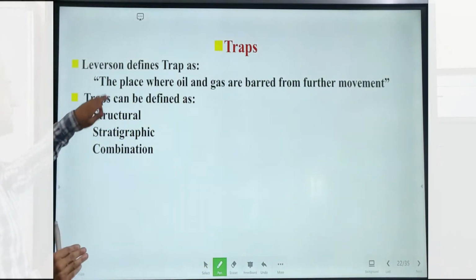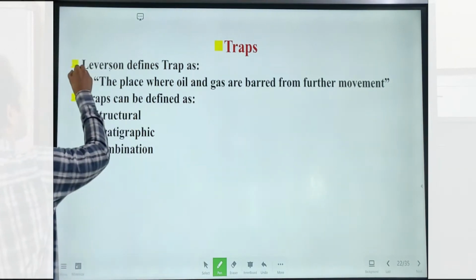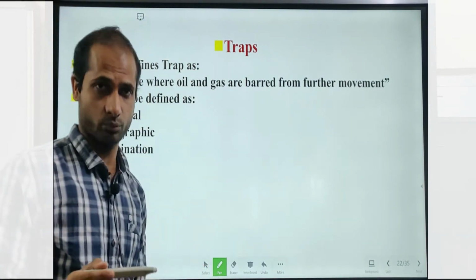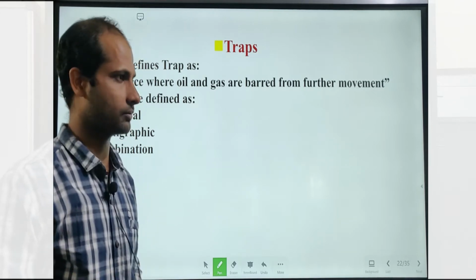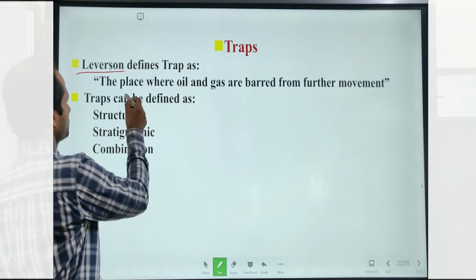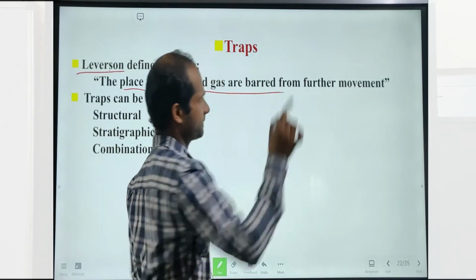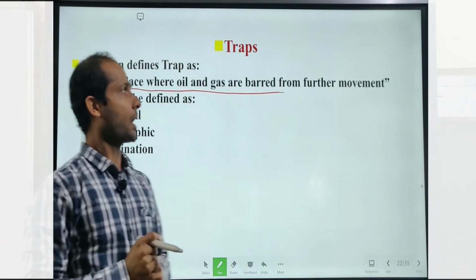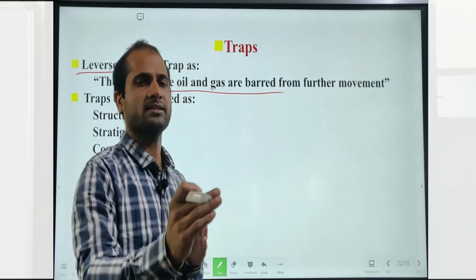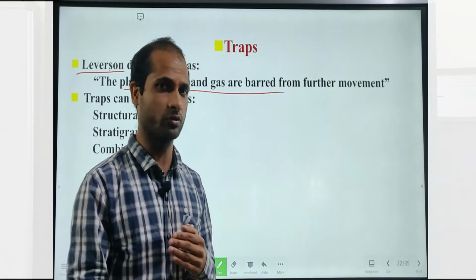So what is trap? As the definition says, this definition has been taken from Levorsen's book. You must be knowing Levorsen is the writer of a book on petroleum geology, so this definition has been taken from that book. What does this definition say? It says a place where oil and gas are barred from further movement. That means after this, oil and gas, hydrocarbon or petroleum cannot move, and that point is known as trap.